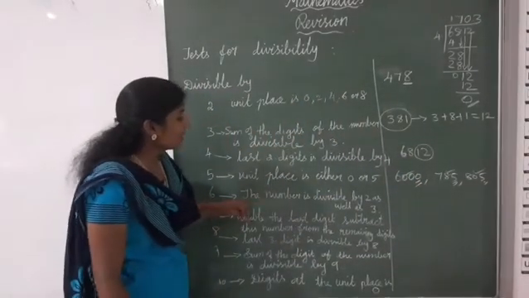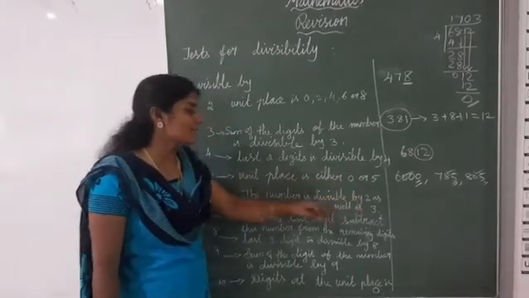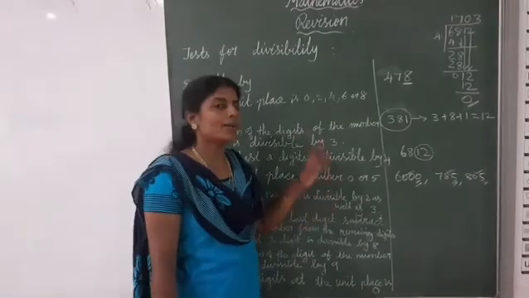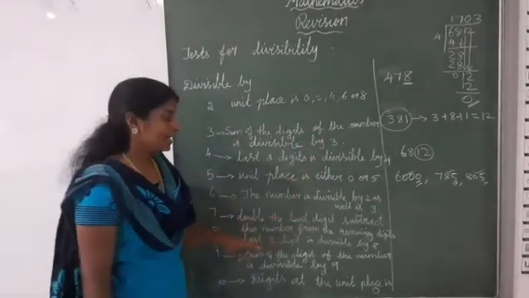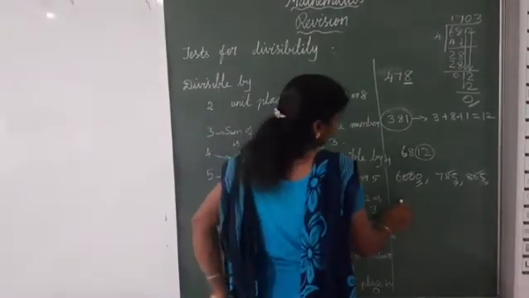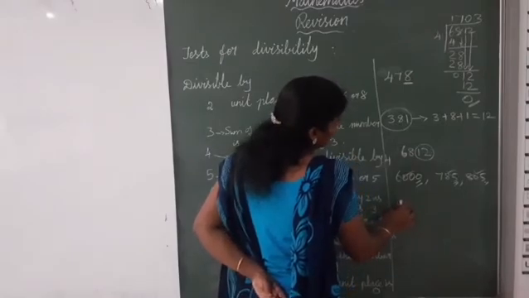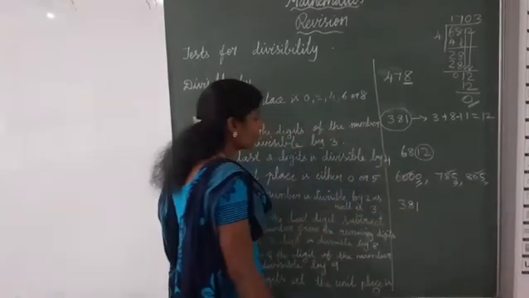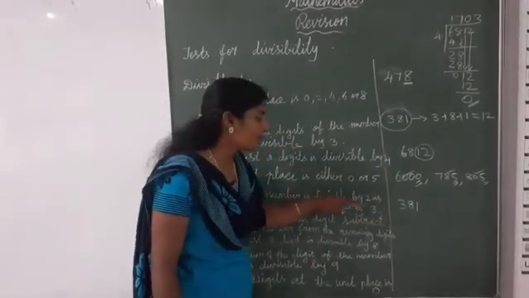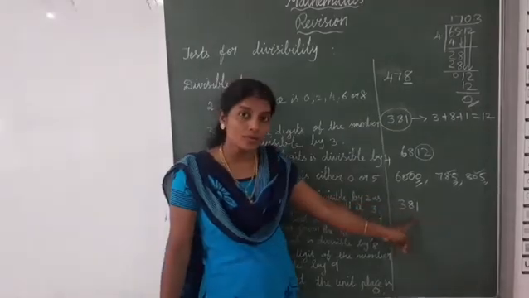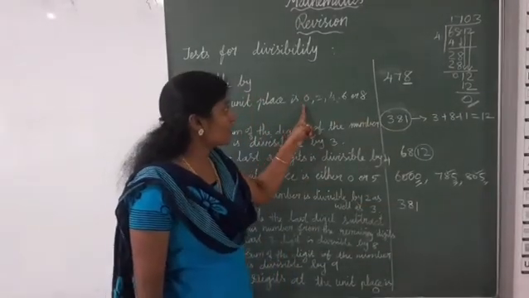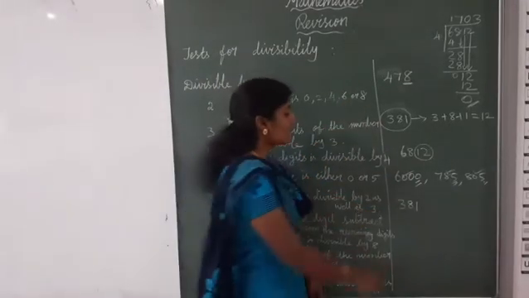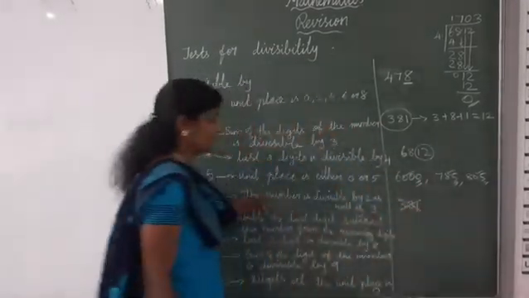Okay. Then divisibility by 6. If a number is divisible by 6, it means the number is divisible by 2 as well as 3. For example, take the same number 381 here. Now listen, is the number divisible by 2? If a number is divisible by 2, the unit place is 0, 2, 4, 6, or 8. But here it is 1. So this number is not divisible by 6.